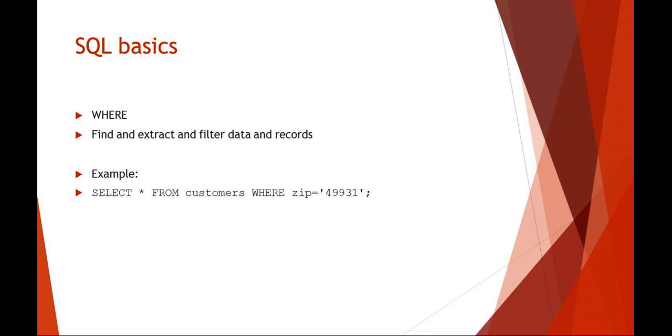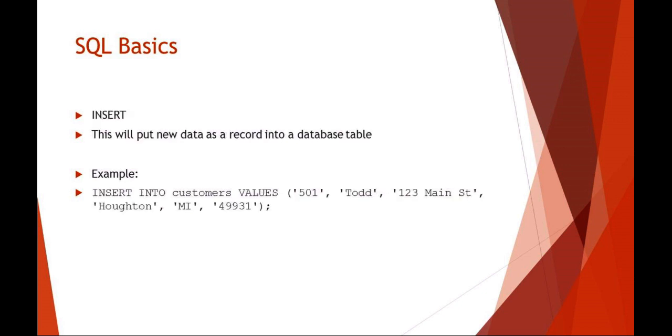Where allows you to filter that select. So now let's say we want to select everything from customers where the zip code equals 49931. What that'll do is select all the data returned for every customer in the Houghton, Michigan area. The OR is a logical operator that will allow you to find different conditions. So again, we're saying select everything from the customers database where zip code is Houghton or the zip code is Hancock, Michigan. So that'll return all the data for all the customers in those two zip codes.